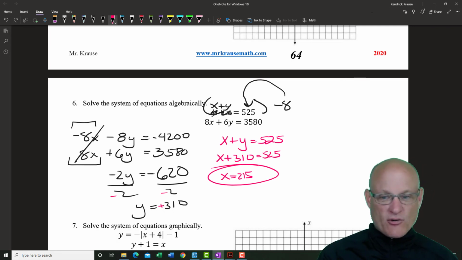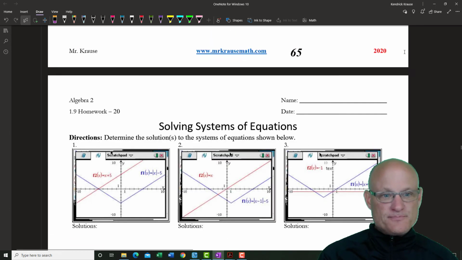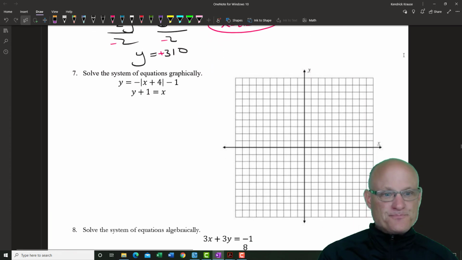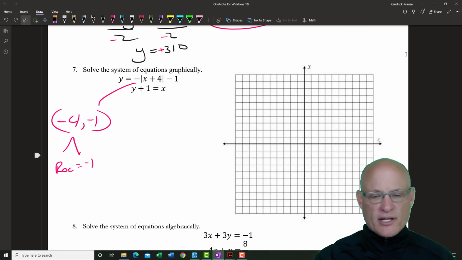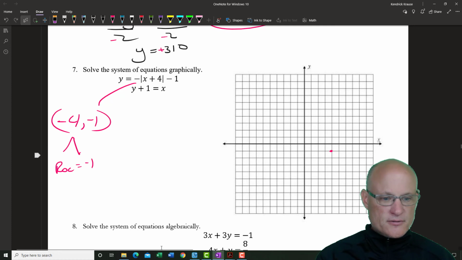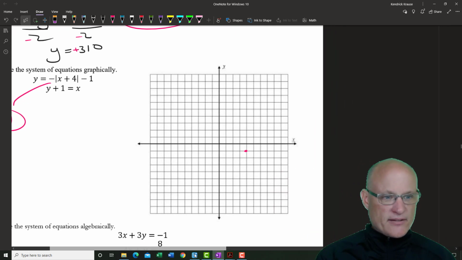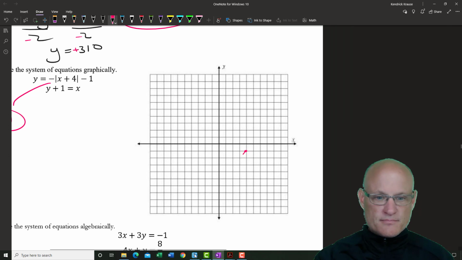All right, let's take a look graphically. How many I got left? 2? I can do these. All right, let's do this one. So this one here has a vertex of -4, -1. It's going down with a rate of change of -1. So -4, -1, right behind my head. And it's coming down by ones.